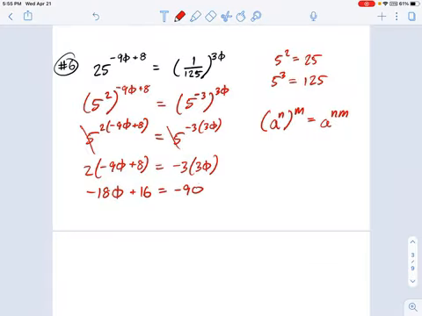And now we just distribute the multipliers through the parentheses, and we get negative 18x plus 16 equals negative 9x. And we're going to add 18x to each side, right? I want to try to balance this equation by adding 18x. So I get over here just 16 on the left, and on the right I have 9x, which means 16 over 9 is the solution I'm looking for for x.